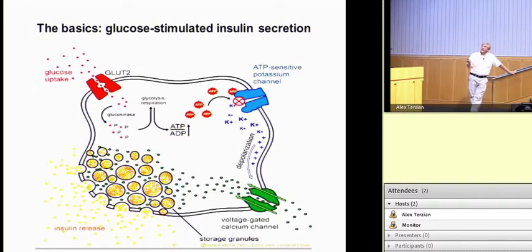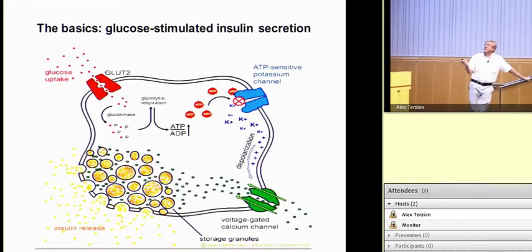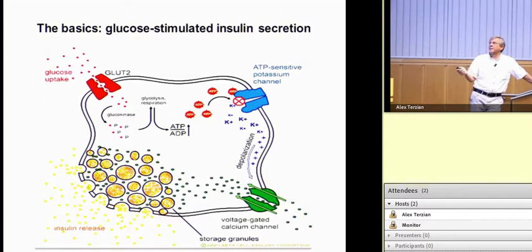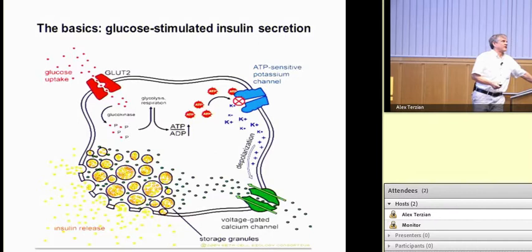But in general, what happens is glucose gets taken up in the cell, and a bunch of stuff happens, and then there's an increase in the ATP and ADP ratio in the cell. This is thought to close a potassium channel, which causes depolarization of the membrane and opens the voltage-gated calcium channel. Calcium comes in, and then membranes fuse, and you release insulin. Obviously, this is a little bit simplified.